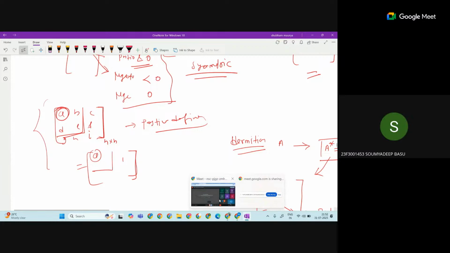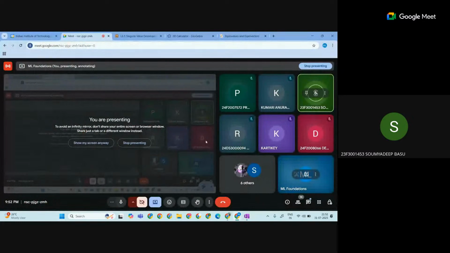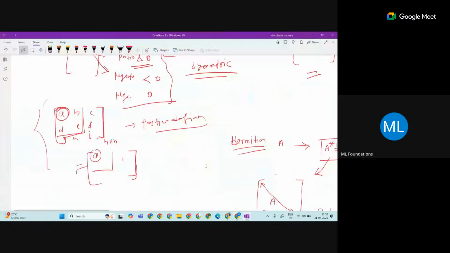So A would be positive. Then the upper left corner 2 cross 2 matrix will have a positive determinant, and then the entire matrix should have a positive determinant. All three should have positive values, right? Positive determinant. Okay, sir. For positive one, I know this is correct.